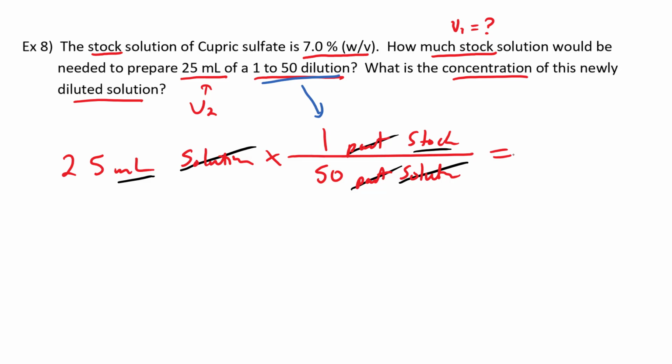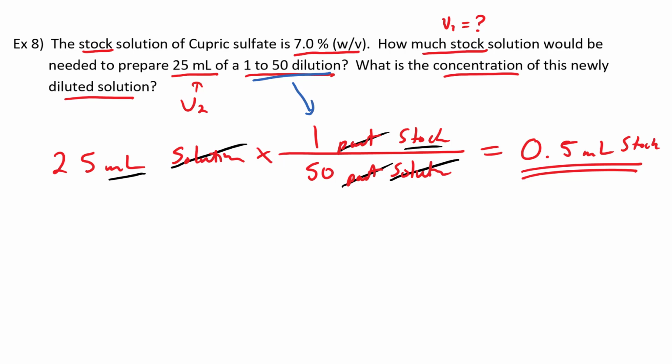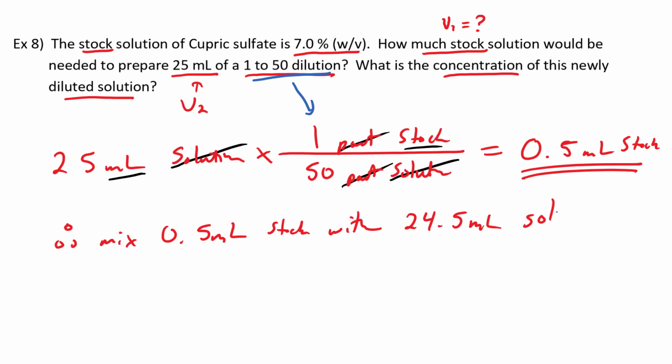So this will then tell me I have 25 divided by 50. It's going to be 0.5 milliliters of stock. Therefore, to make this up, mix 0.5 mils stock with 24.5 mils solvent. The second part of this question was, what's the concentration of this new solution?